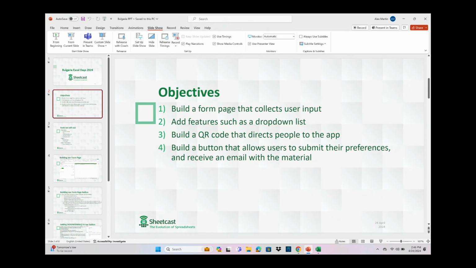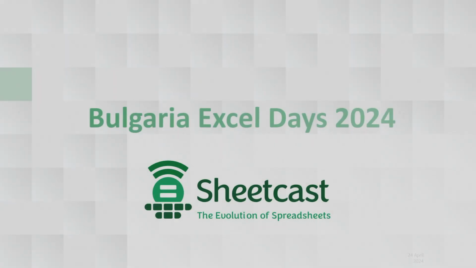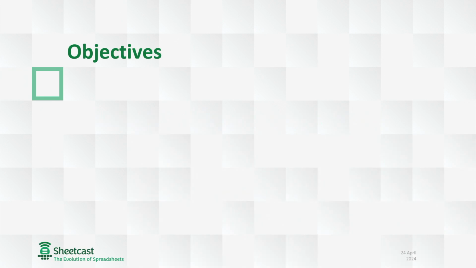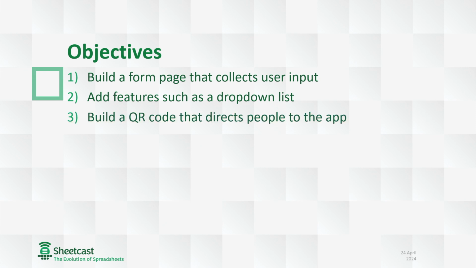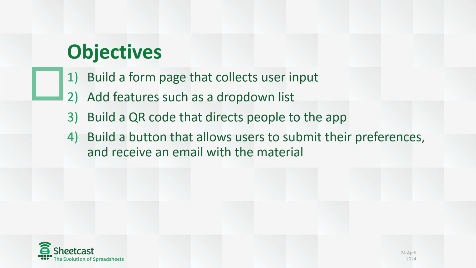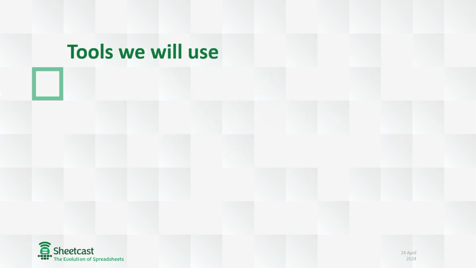The objective today is to build a form page that collects user input, add features such as a drop-down list using things that I think probably everyone here knows, such as data validation, build a QR code, which hopefully you will all be able to scan, and build a button that allows users to submit their preferences if you want to see the PowerPoint.